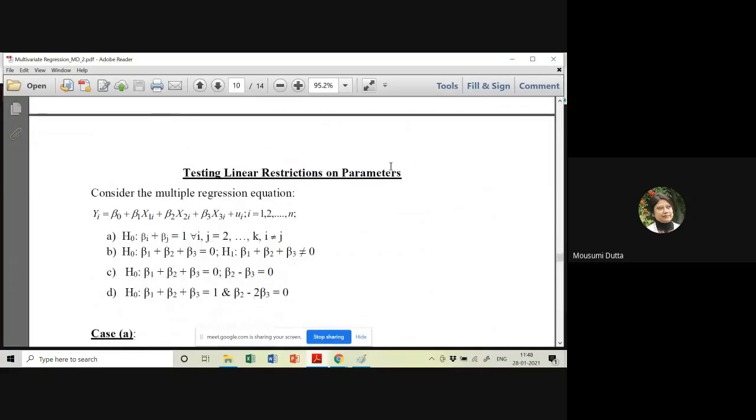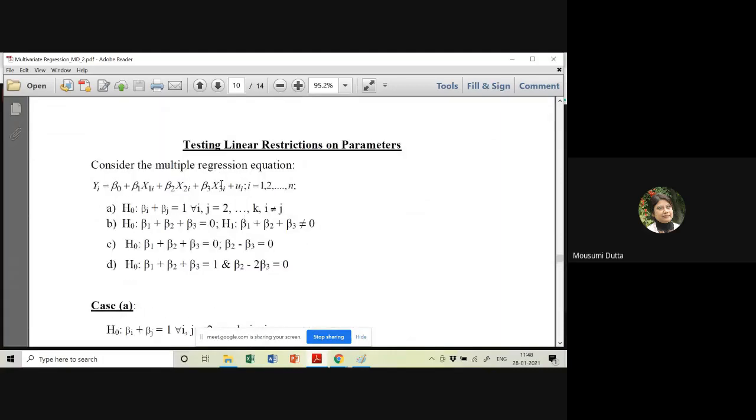Okay, in this section we talked about all these varieties. If you look at C and D, multiple hypotheses we are considering: beta 1 plus beta 2 plus beta 3 equals 0 and beta 2 equals beta 3. And in case D, beta 1 plus beta 2 plus beta 3 equals 1 and beta 2 equals 2 beta 3. So C and D belong to the variety where we presented how we can test multiple hypotheses at a time.